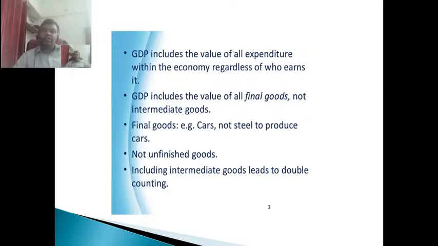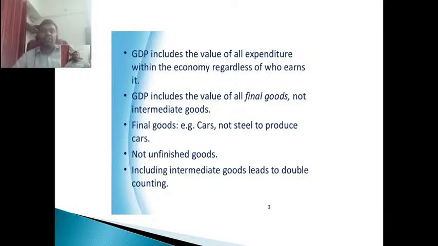So what we are measuring in GDP is ultimately final goods. We are not measuring the raw material or work in progress. We are measuring only the final output. Final goods, that is cars, not the steel to produce the cars, not unfinished goods. Including intermediate goods leads to double counting. If you count intermediate goods as well as final goods, obviously that will lead to double counting.